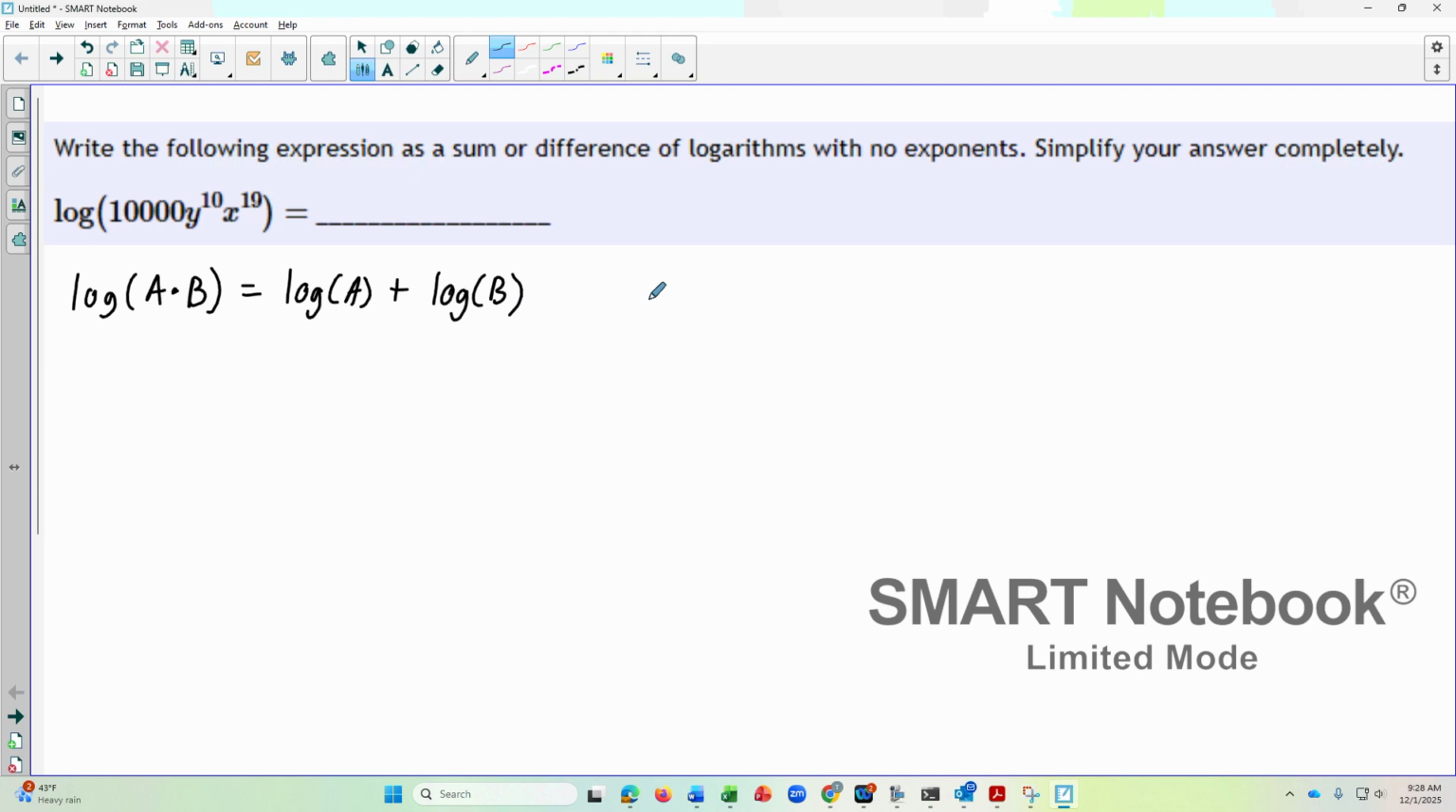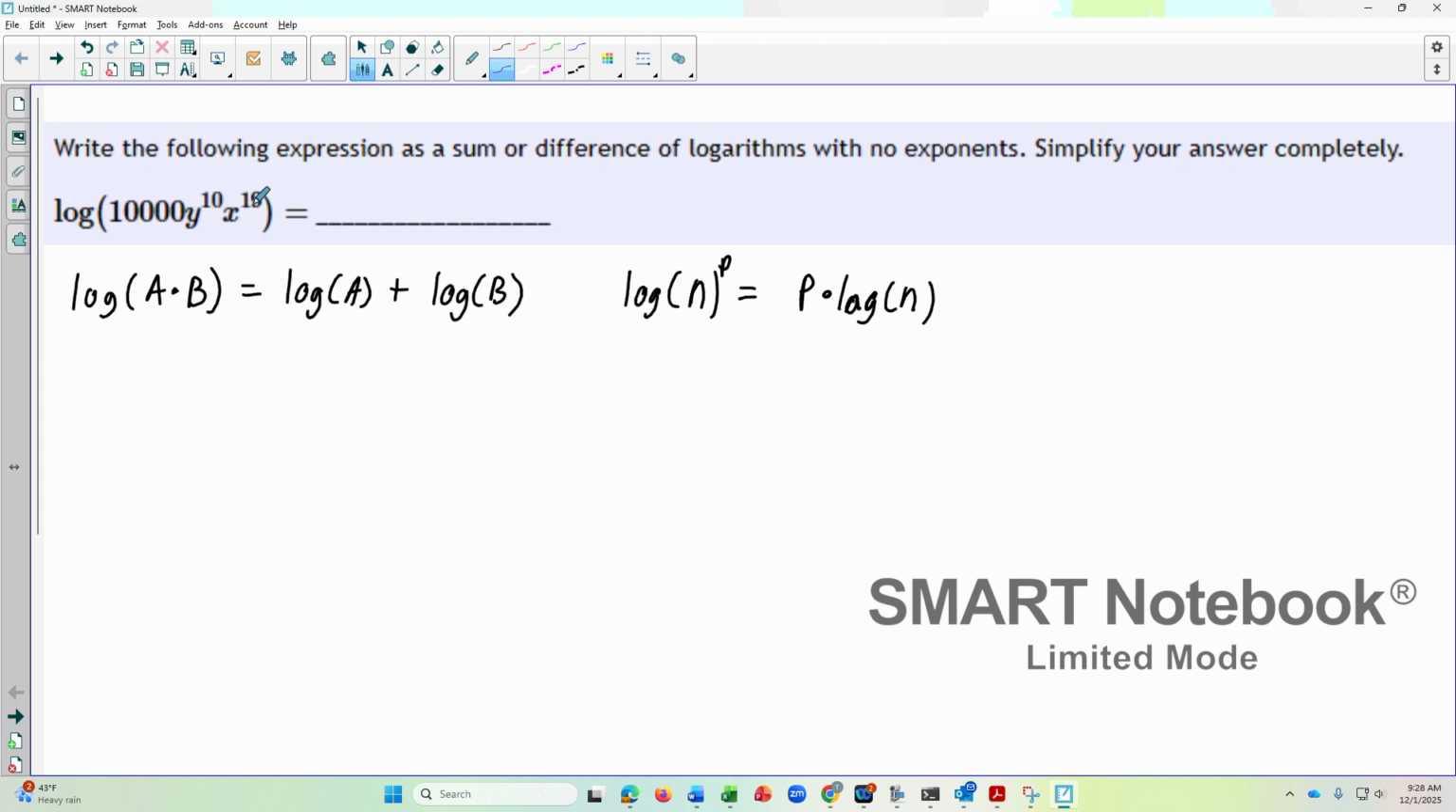And then another one that we're going to see here is that if you have log of, let's say, just use n for a number, raised to a power of p, what you can do is you can move that power to the front as a product of the log right there. You can move that power to the front of that particular log right there.